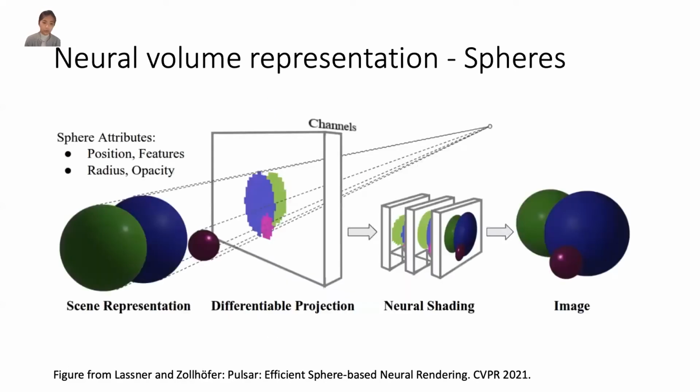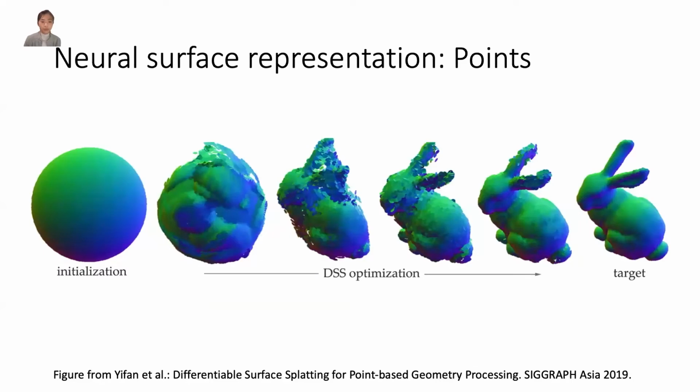Points can also be represented as spheres. The Pulsar renderer here, again, adopts a soft blending function, and it can render millions of spheres through a very efficient and optimized implementation. The work by Ifan et al. provides an alternative to soft blending. It approximates the rasterization function as a linear function. Therefore, it creates a long-range gradient without the need for hardness parameters.